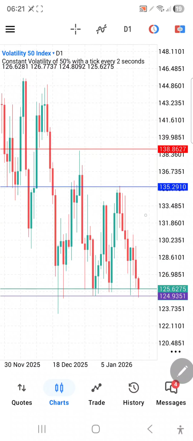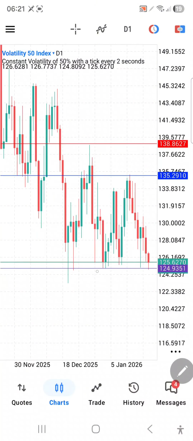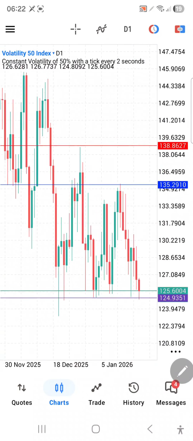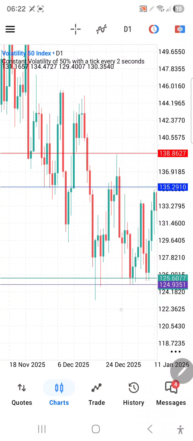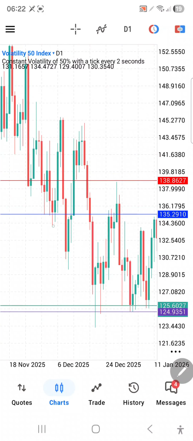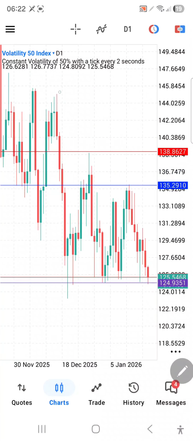Coming to the daily time frame on synthetic indices, you all know that synthetic indices don't show the weekly and the monthly time frame on TradingView, so I use my phone for my analysis. Coming to Volatility 50, we had price create this lower low, lower high, lower low, lower high, lower low.